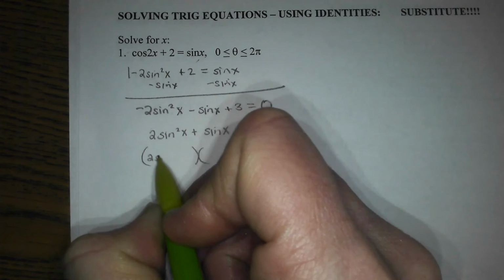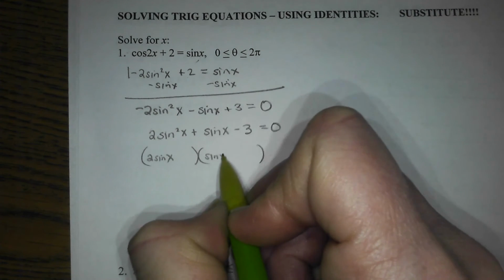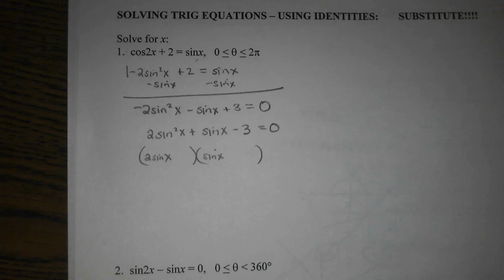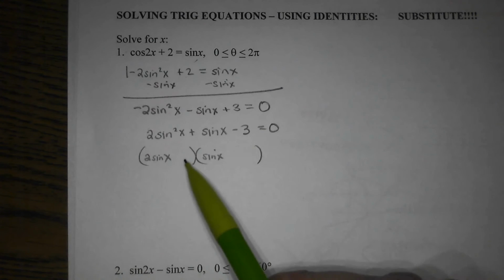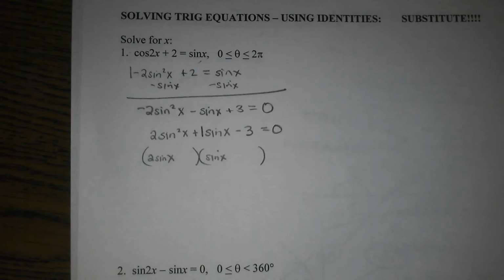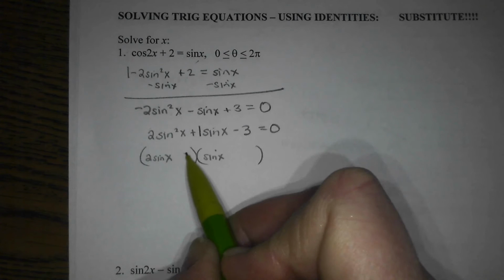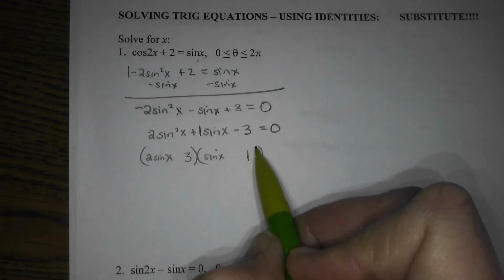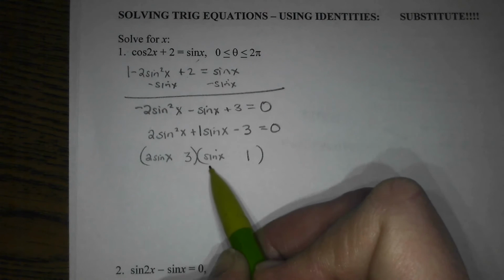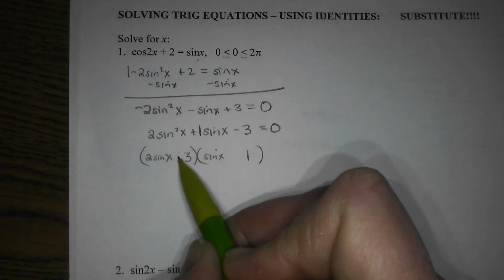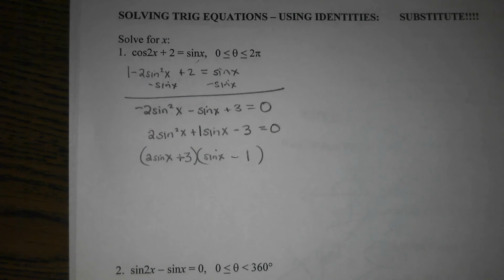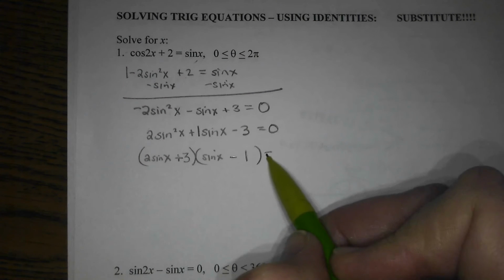So we have 2 sine x and sine x, for sure. We'll make 2 sine squared. And then to make 3, it's either 1 and 3 or 3 and 1. But I need to play around so that my outer and my inner makes positive 1. So that's going to be 3 here and a 1 here. So my outer is 2 and my inner is 3. And 3 sine x's, so there's my positive 3 sine x, minus 2 sine x makes 1 sine x. So far, so good?